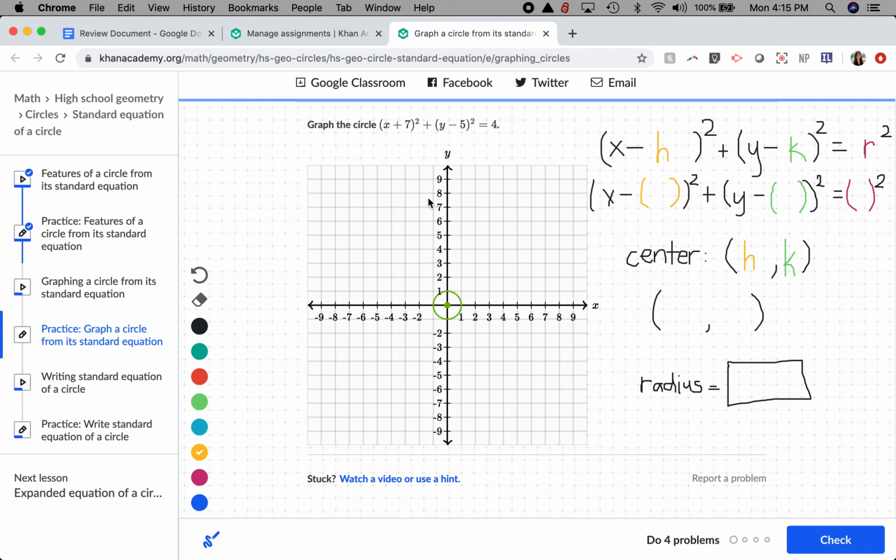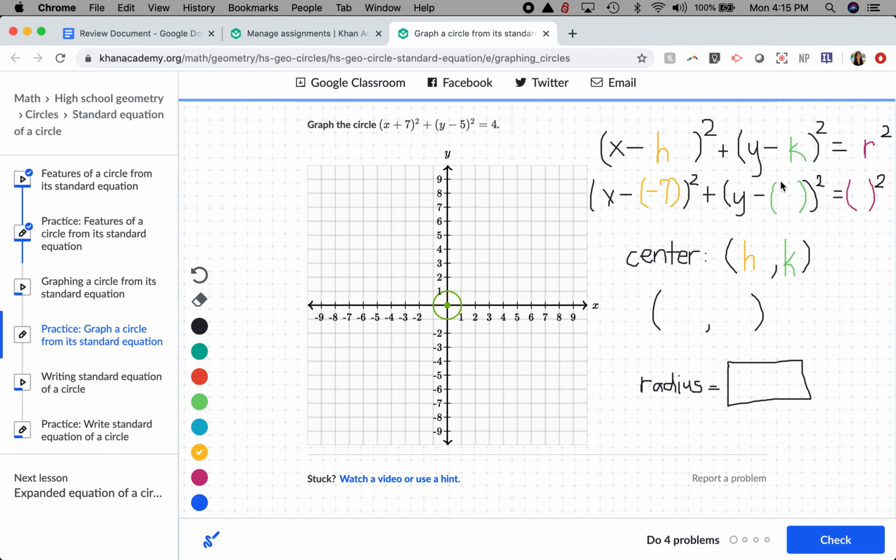From our previous video, we know that the h comes from the value being added or subtracted to x. In this case, I see that there is a positive 7. Now, if my standard form has a subtraction sign, that means that the center must be a negative value because negative times negative will simplify to become a positive. And that means that h is a negative 7.